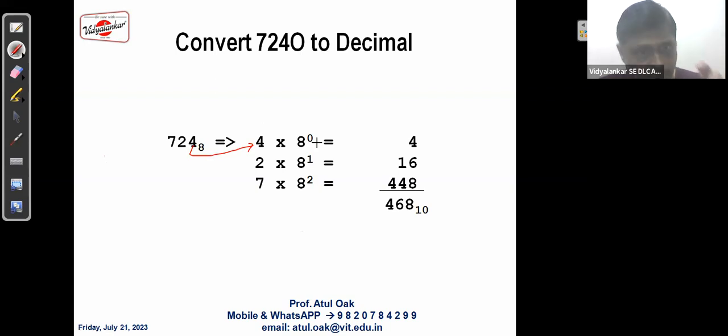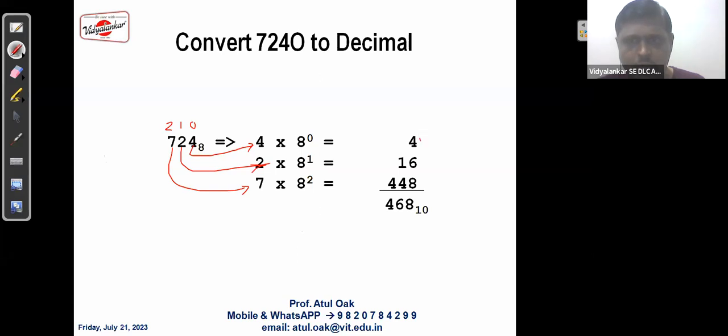N is the position. This particular position is 0. You are aware position starts from 0. This position is 0, this position is 1, and this position is 2. So 4 into 8 raised to 0, then 2 into 8 raised to 1, and 7 into 8 raised to 2.